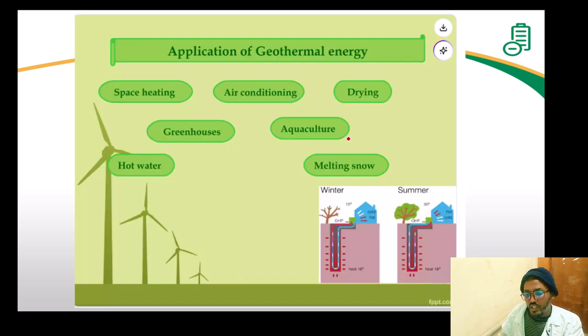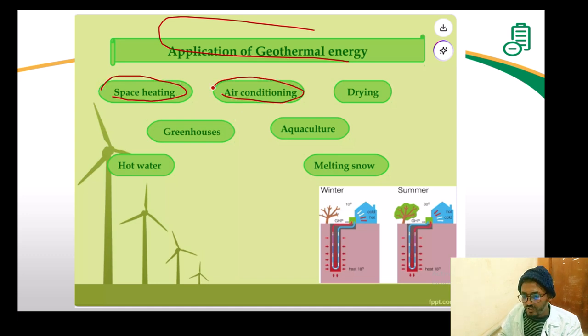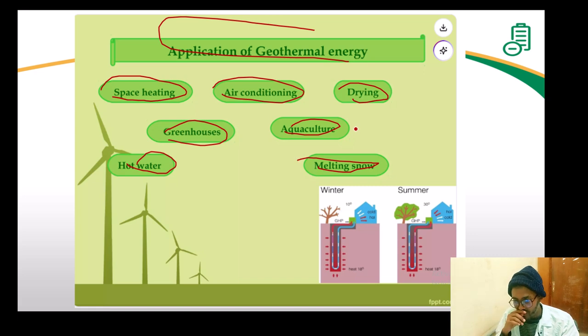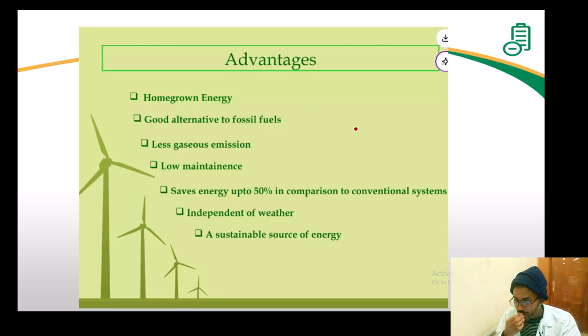So what are the applications? The first is space heating. We can use it for air conditioning, drying purposes, greenhouses, aquaculture, hot water, melting snow, and many other applications. You can go and read about those if you want. So what are the advantages?